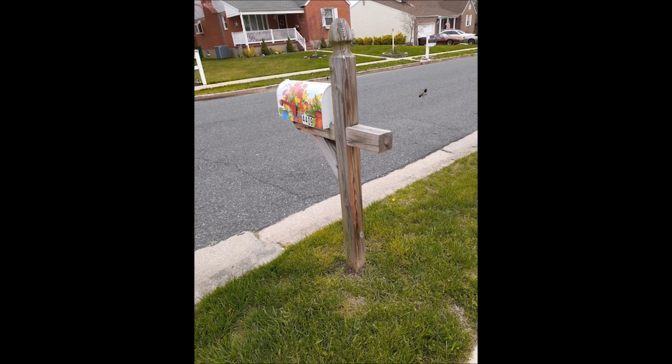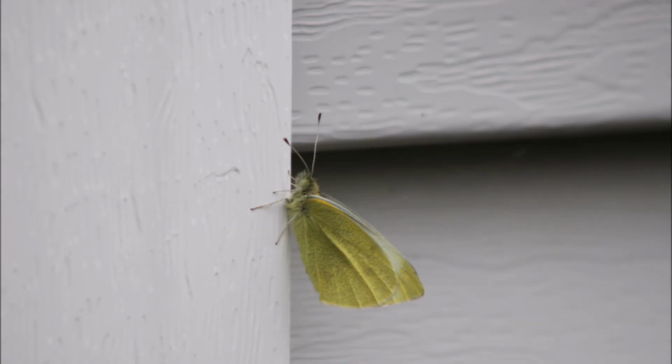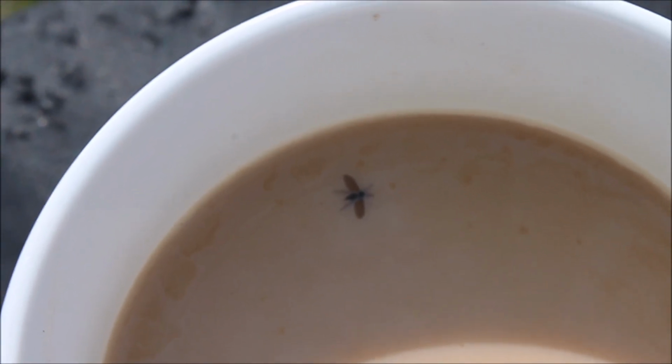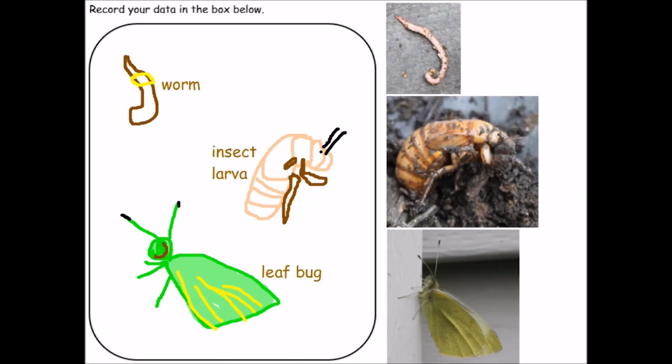Can you find the insects in this picture? Let's zoom in. Do you see the bees now? This leaf bug is hard to spot if he's on a plant, but I found him. And just as I was looking for evidence of different kinds of bugs in my yard, one flew right into my coffee. Oh my! To record my data, I used drawings and labeled them.